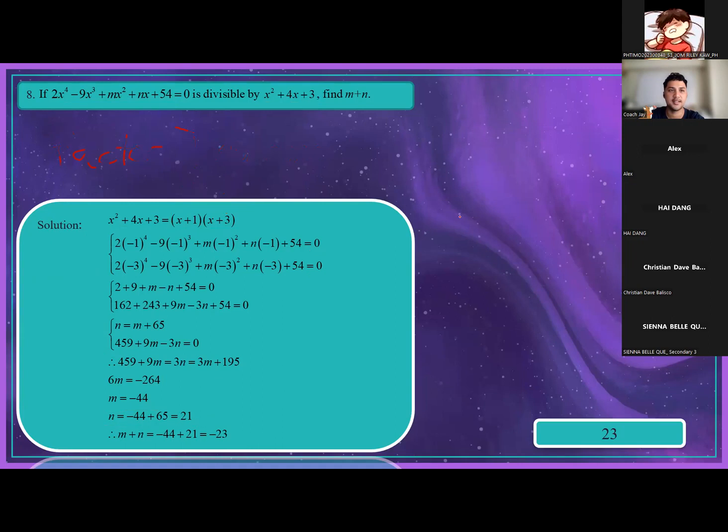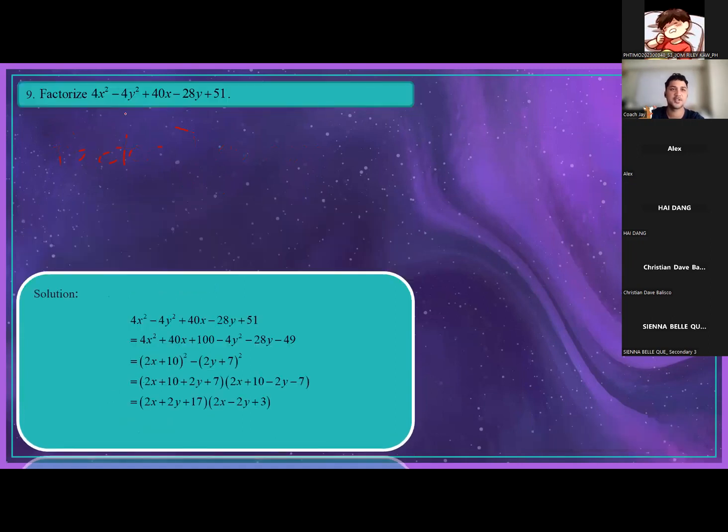So next, number 9. Factorize 4x squared minus 4y squared plus 40x minus 28y plus 51. There are two ways to solve this. Let's try the first. First, you group everything, so say you group x and y's. First you have 4x squared plus 40x, and you leave a blank for the constant part of x. Next is the y: minus 4y squared and minus 28y, and blank. So we have the remaining 51.